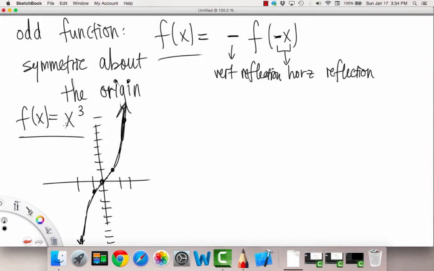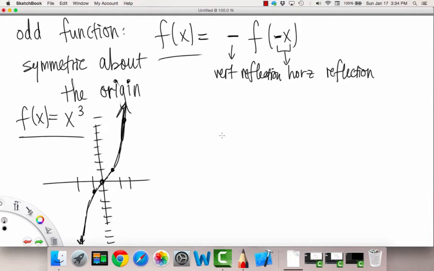Okay, and now let's see, what if we have negative of negative x to the third? So here's our horizontal reflection going on, and here's the vertical reflection, right? Then we have something that looks like this. So let's do actually one step at a time, okay? Let's go back, and I'll show you how it gets there.